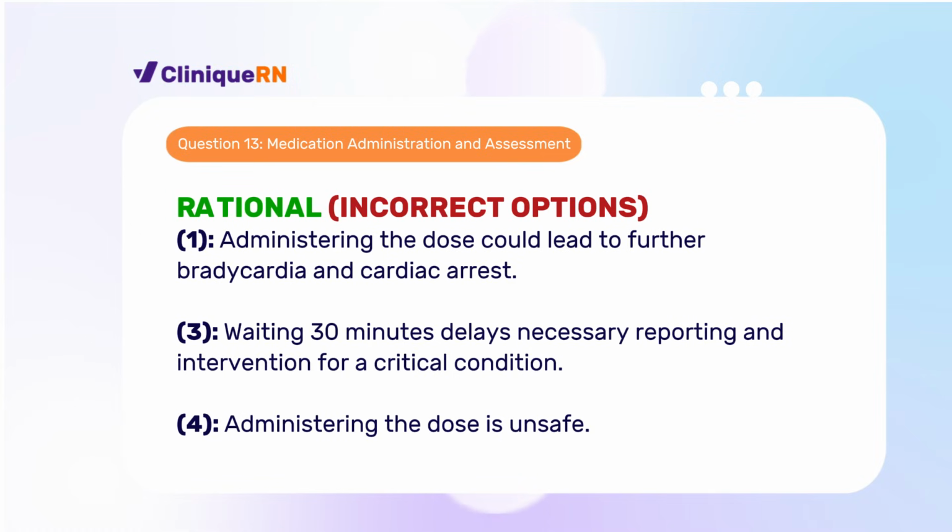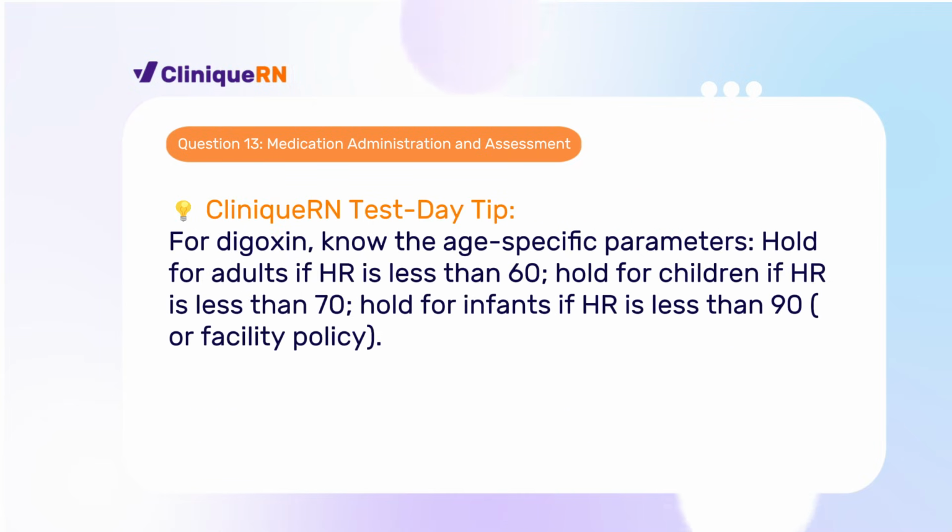Incorrect options. 1. Administering the dose could lead to further bradycardia and cardiac arrest. 3. Waiting 30 minutes delays necessary reporting and intervention for a critical condition. 4. Administering the dose is unsafe. Clinique RN test day tip. For digoxin, know the age-specific parameters. Hold for adults if HR is less than 60. Hold for children if HR is less than 70. Hold for infants if HR is less than 90, or facility policy.